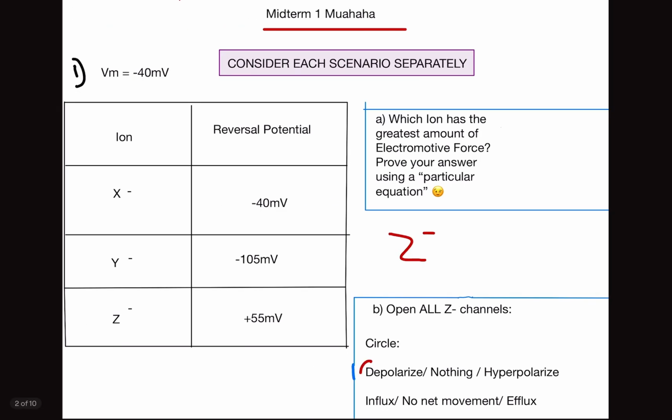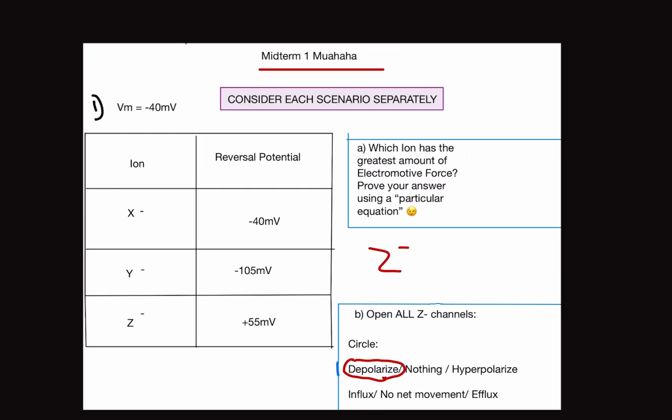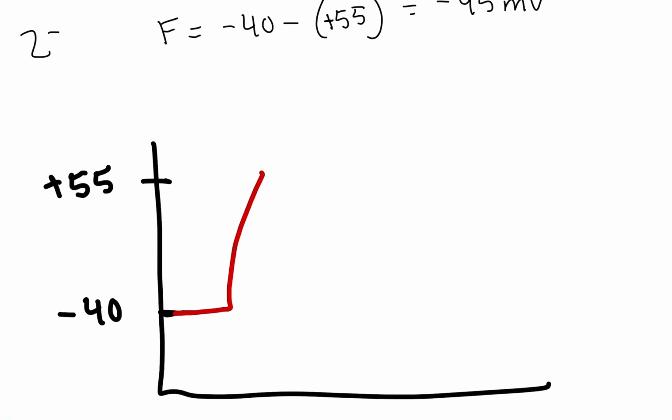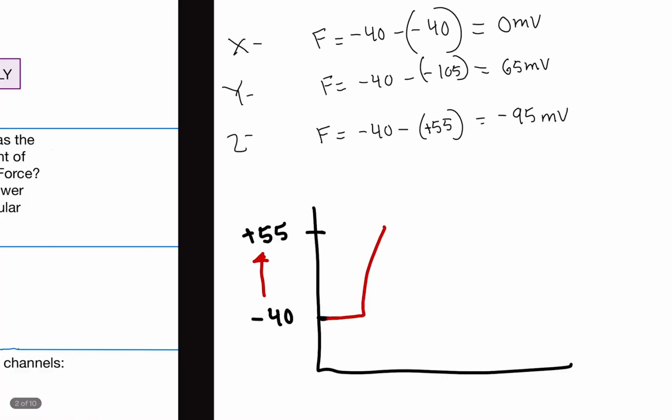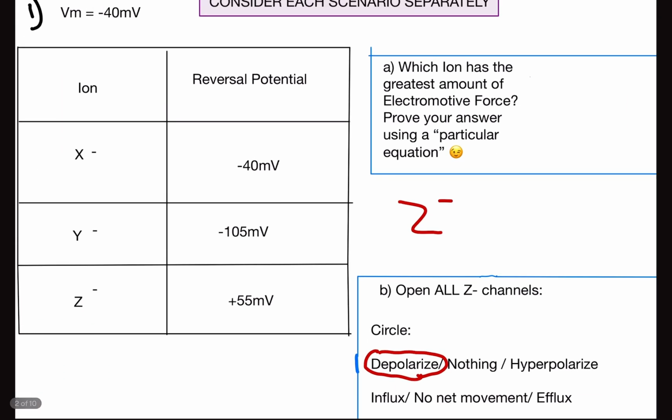That means we're going to depolarize because we're going higher. The voltage is going up, right? From negative 40 to 55, we went up. That's depolarization. Which direction are the ions going to move? The Z ions, which way are they going to move? It's going to be an efflux.